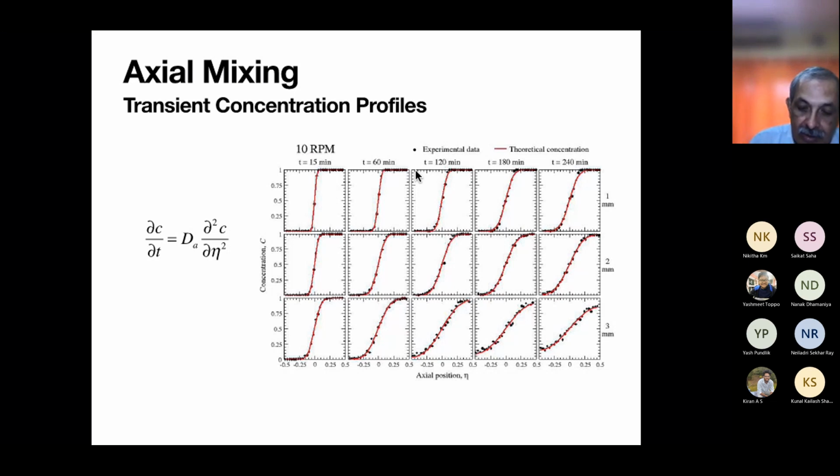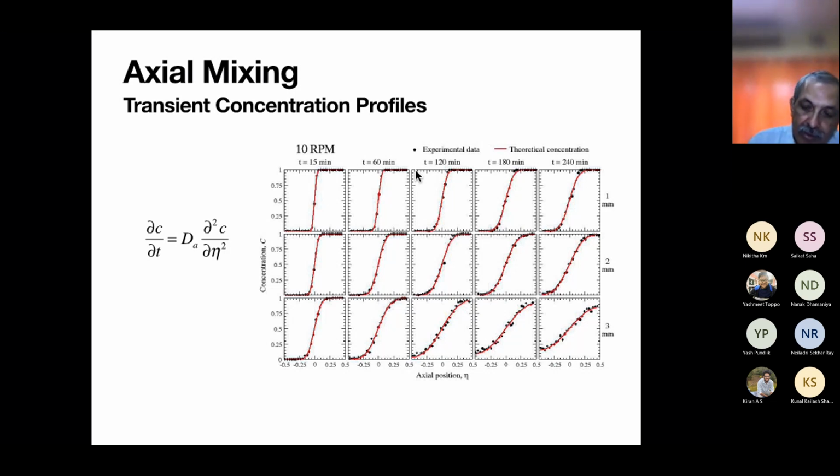And what we have done here is just plotted the predictions of this model, which are the red lines, and the dots are the experimental measurements. And you can see that there is a very nice match between the experiments and the theoretical prediction. So this idea of writing this as a diffusion problem works quite well.